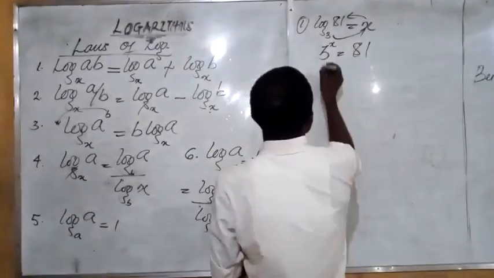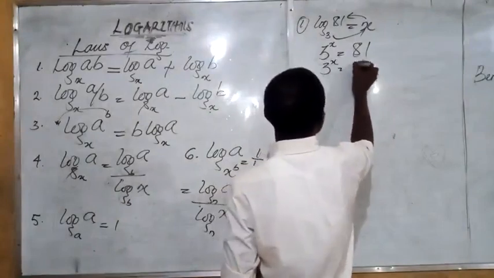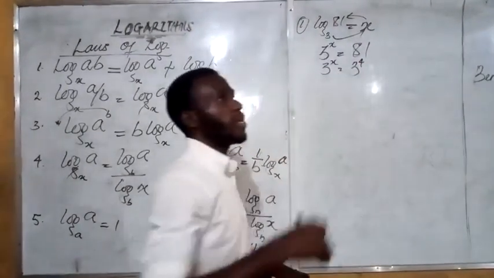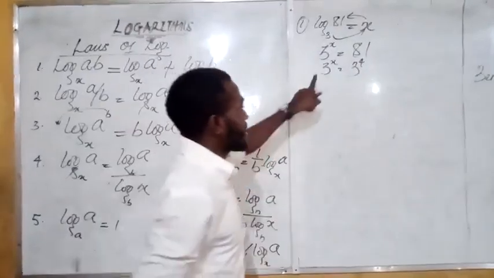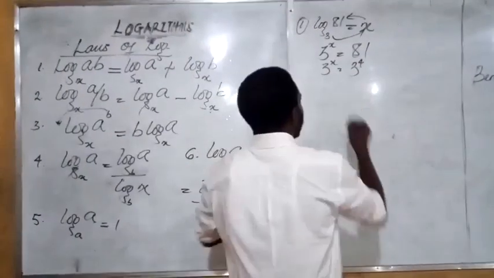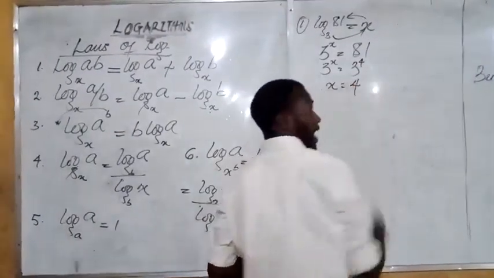So that we have 3 to the x is equal to 3 to what power? 3 to what power will give us 81? I think that is 4. Yes, that is 4. So since 3 is equal to 3, definitely x must be equal to 4.